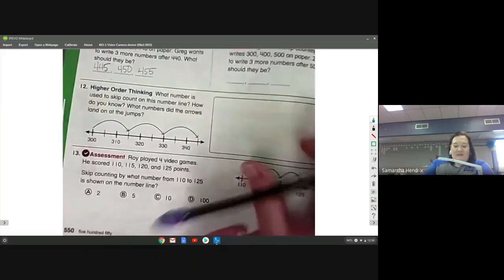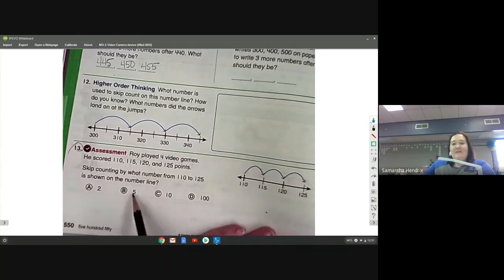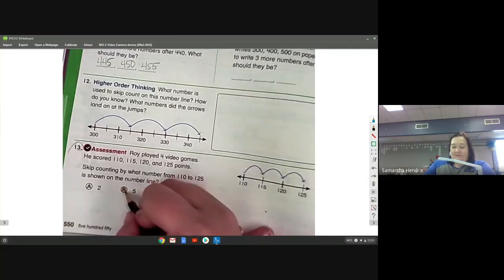Let's look down here at the number 13. Roy played 4 video games. He scored 110, 115, 120, and 125 points. Skip counting by what number from 110 to 115 is shown on this number line. So we have 110, 115, 120, 125. Are we skip counting by 2s, 5s, 10s, or 100s? 5s, very good. Color in that bubble.